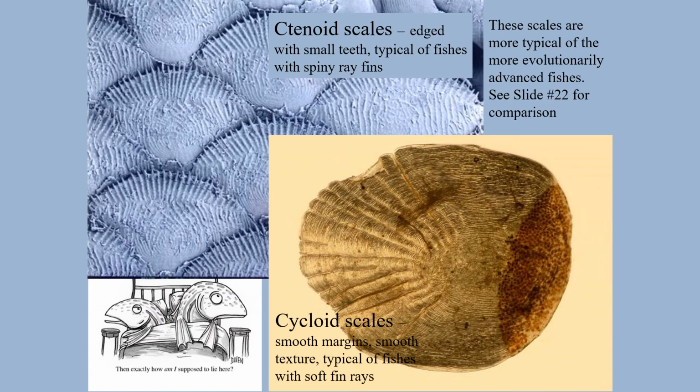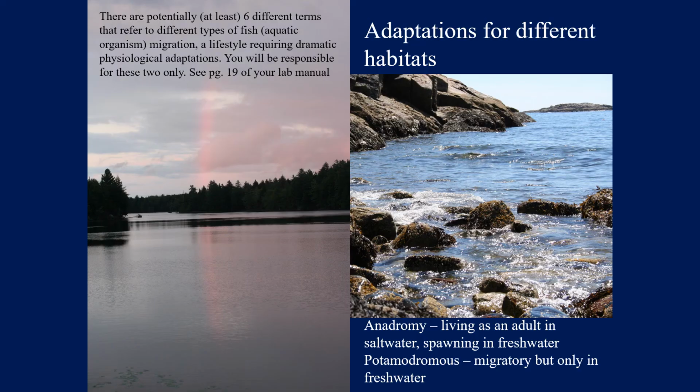For the advanced bony fishes, there are two different types of scales we will look at. These fish can either have ctenoid or cycloid scales. Ctenoid scales are generally edged with small teeth and found on fishes with spiny rays, whereas cycloid scales have a smooth margin and are typically on fishes with soft fin rays.